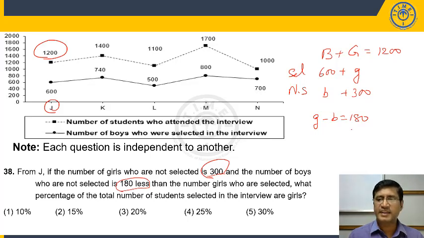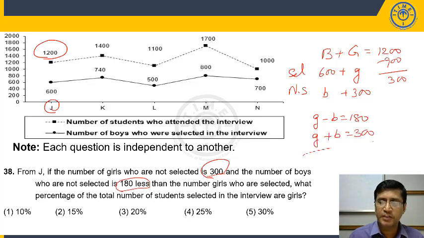Okay, then how many are selected? Total selected boys is 600 and the not selected boys is not given, and the not selected girls is 300. So how many girls selected? We don't know. If you observe this carefully, 600 plus 300, how much is it? 900. Subtract 900 from 1200, it will give 300. What is the value of 300? 300 is equal to G plus B. G plus B is equal to 300.